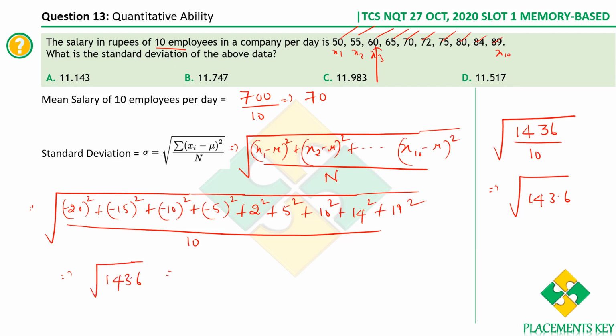Now what is the value? Again you can use the on-screen calculator. See, this is very close to 12 square, 144, so it should be somewhere close to 11.98. Therefore the answer is what? Option C. I'm just taking the approximation here because the square root of 144 is 12. You can always use the calculator to compute the exact value. Therefore the standard deviation is 11.98 something, so option C.